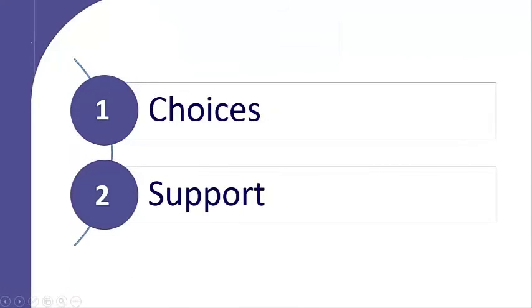Remember, there are two strategies for addressing the strategic network. First, provide choices for how learners express mastery. Allow learners to demonstrate what they know in different ways. And provide support to scaffold learners so they're able to meet and exceed your expectations.